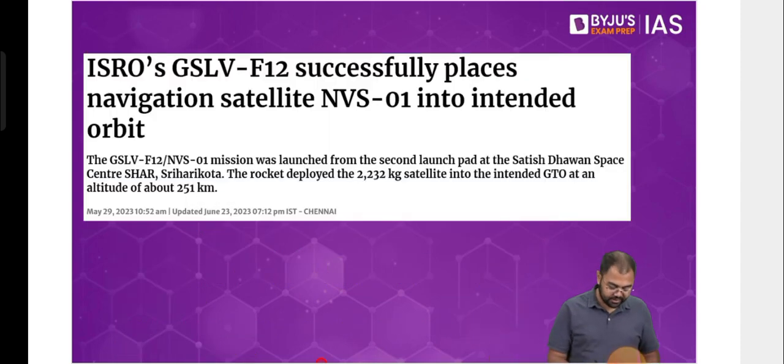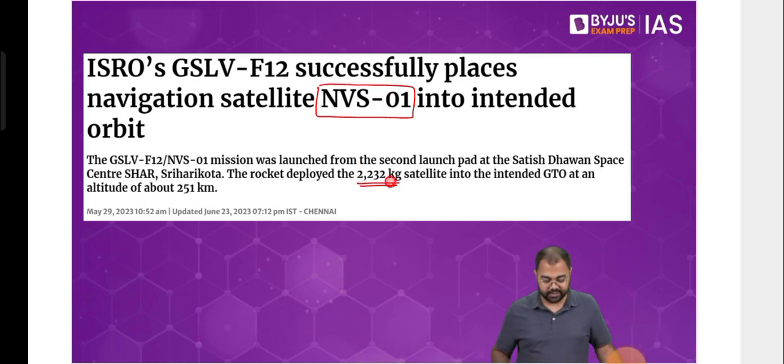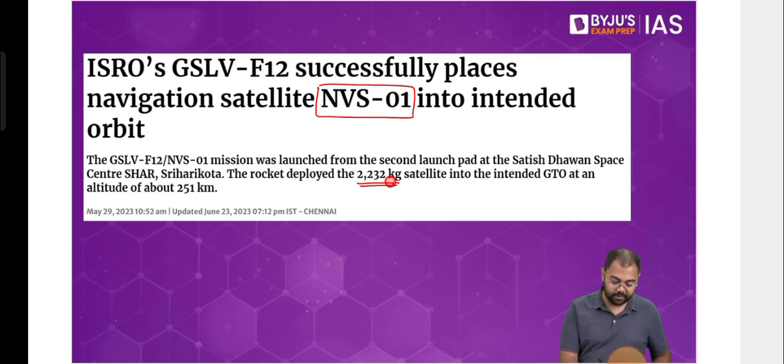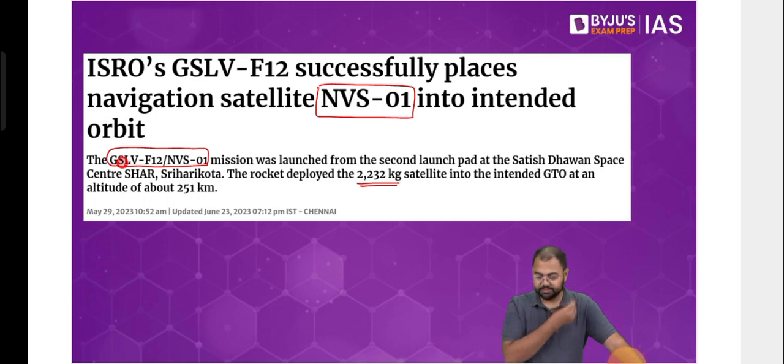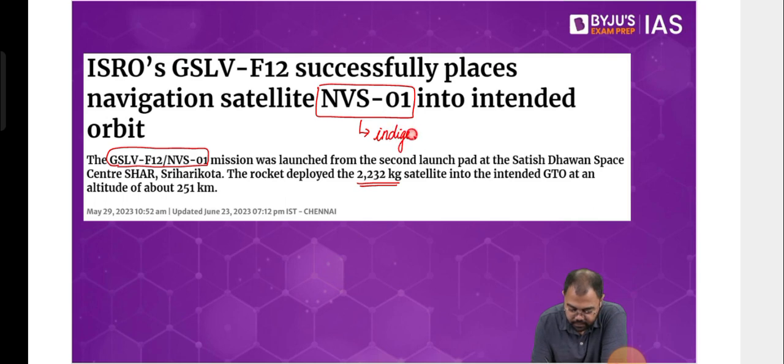Recently, apart from these 7 satellites, the satellite NVS-01 has also been launched. This is what I was telling you about, a 2232 kg satellite, launched with the help of GSLV. And this was just on May 29th, this year only. Now, one thing which is also very, very important with respect to NVS-01 is that it has indigenous atomic clocks.